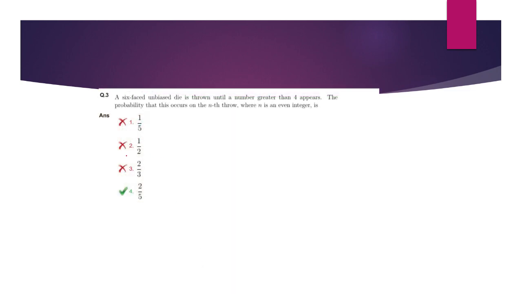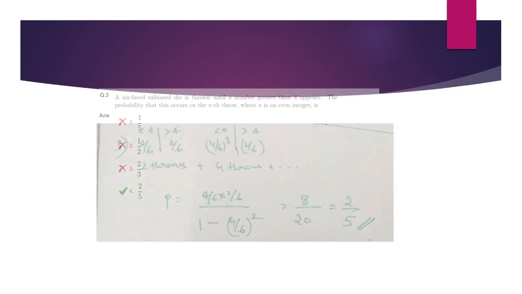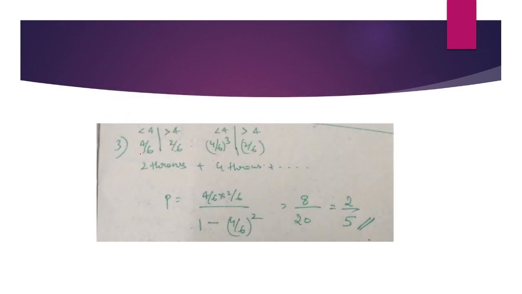Third one. A six-faced unbiased dice is thrown until a number greater than 4 appears. Okay, so he's asking the probability that this occurs on the nth throw, where n is even. So when n is even, the first case n is equal to 0, not a bother. The second case is n is equal to 2. So when n is equal to 2, the first throw would be less than 4, and then the second throw would be greater than 4. We get it in 2 throws.